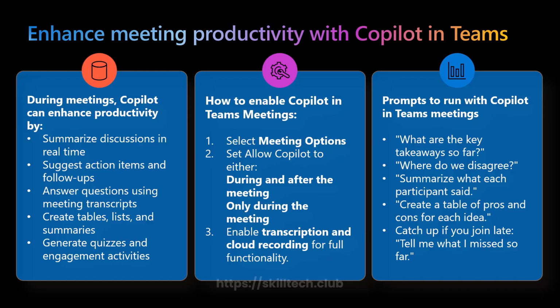You can try this kind of prompts to run with Copilot in your Teams meeting, like what are the key takeaways so far, or where do we disagree, or summarize what each participant said. Create a table of pros and cons for each idea, or catch up if you join late. So you can say, tell me what I missed so far. This is one of the things which I always use whenever I join my meetings late. And that's really important, because you should know what someone has already mentioned so that you understand the context and then you can participate in that meeting actively.